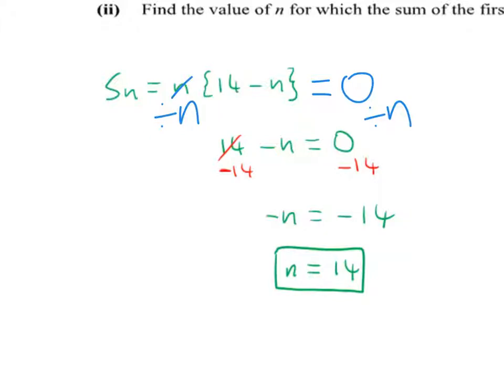Alternatively, you could just say, well, you're multiplying by minus 1. Because ultimately, we want n to be positive. So minus n times minus 1, a minus by minus is a plus, so you get positive n. And minus 14 times minus 1 is positive 14. So n is equal to 14, which is what we already worked out.